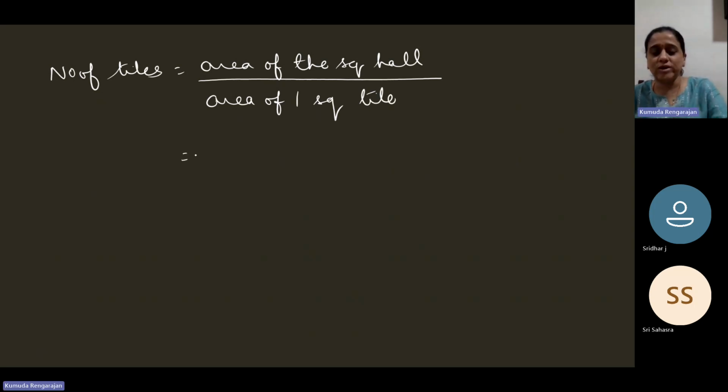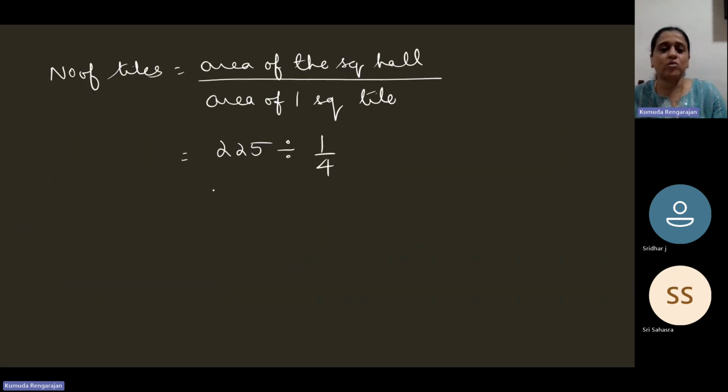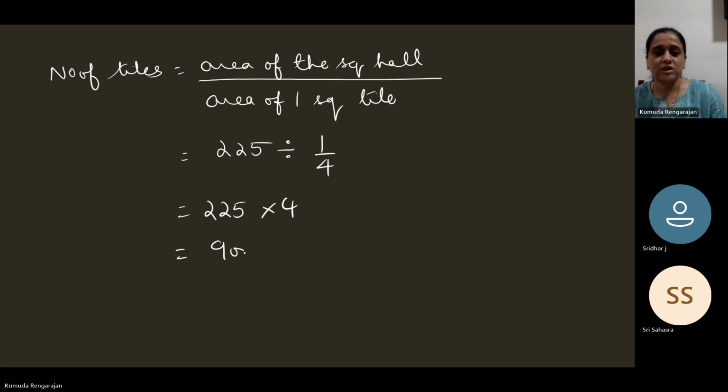So what's the area of the square hall? 225 meters square divided by the area of one square tile, 1 by 4, 1 by 4. So 225 division becomes multiplication, reciprocal. So 225 into 4 is 900. So you need to buy 900 tiles.